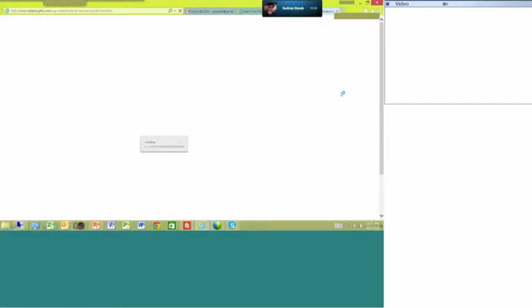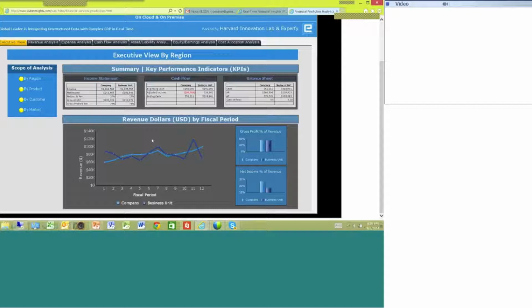So for example, this is the dashboard. It appears to be a dashboard, but it has a lot more functions built in. It gives an executive view for an executive to understand where they stand in their financials. They can look at by region, by product, by customer, by market. It's interactive, it's real time. Keep in mind, it's real time.